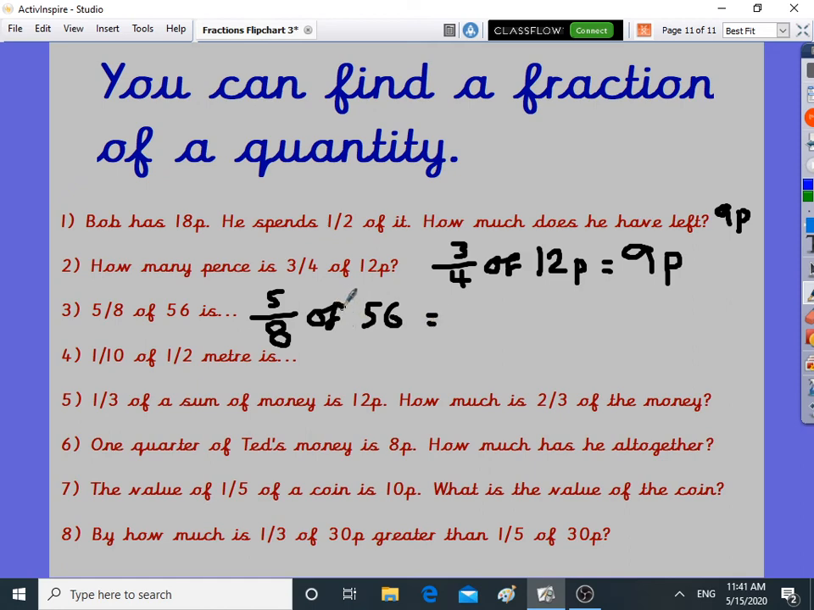Quite a difficult one. But you're going to do 56, same as always, divide by the bottom, times by the top. 56 divided by 8. I'll sing my 8s. 8 and 16, 24 and 32, 40, 48 and 56. My fingers tell me that is 7.